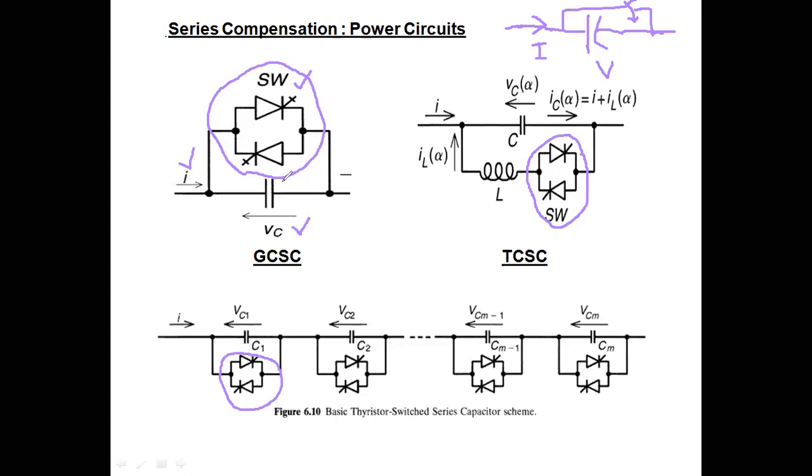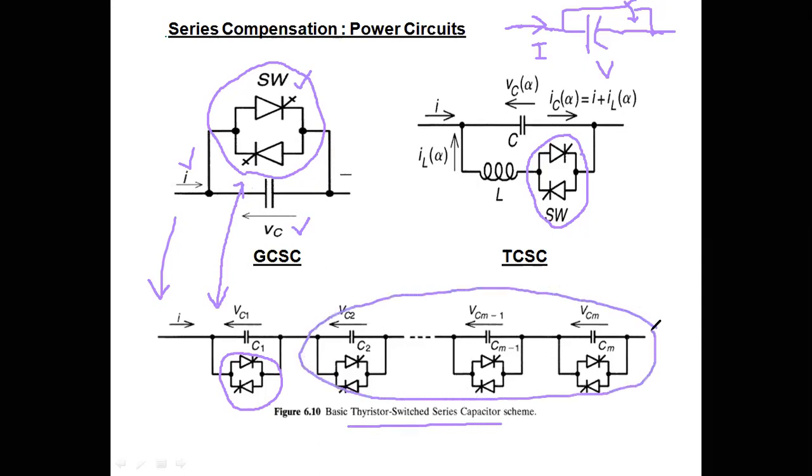Then coming to the second one, the TSSC, thyristor switched series capacitor. You can observe the difference between this circuit and the already discussed GCSC. The only difference is that the device is changed to an ordinary thyristor, an SCR. That's all. Here a series of TSSCs are connected.